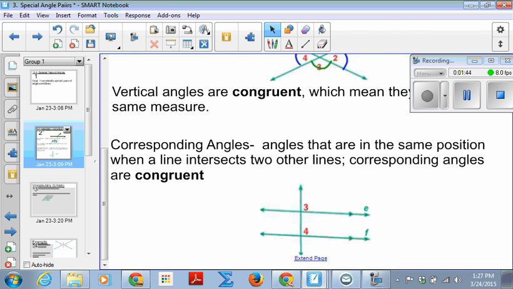So angle 3 and angle 4. Angle 3 is in the upper right part of this grouping here, and angle 4 is in the upper right of this grouping down there. They're in the same position, they are corresponding, they are congruent.